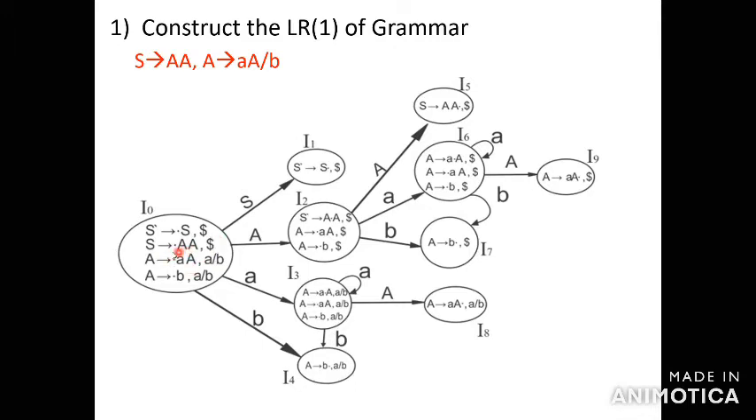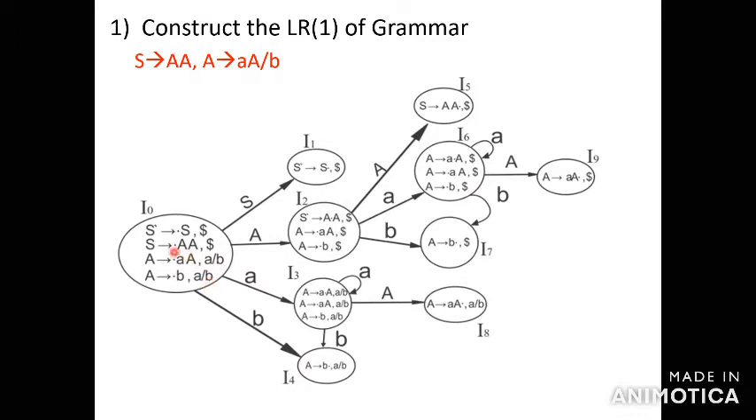Then in dot A, the immediate right side capital A is a non-terminal, so you have to write the A productions. We have two A productions, one is dot AA and another one is dot B. So you write the similar thing. Here, after the comma, check the lookahead, A bar B. How to calculate A bar B?